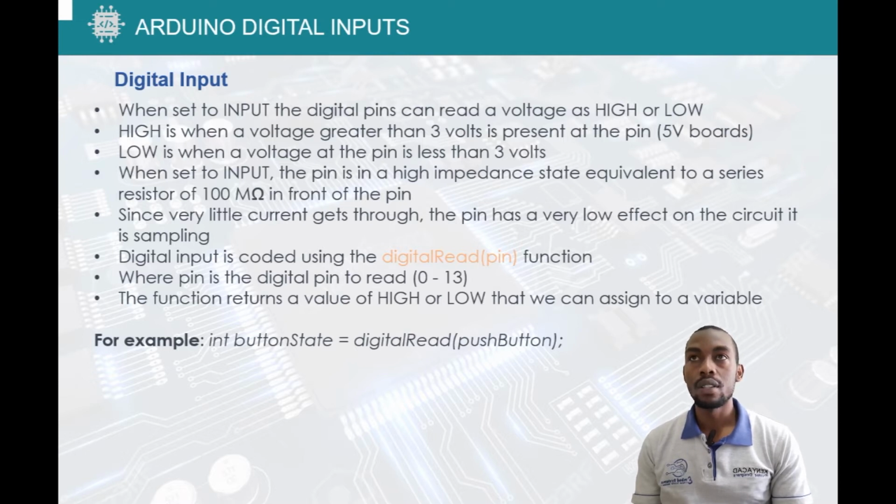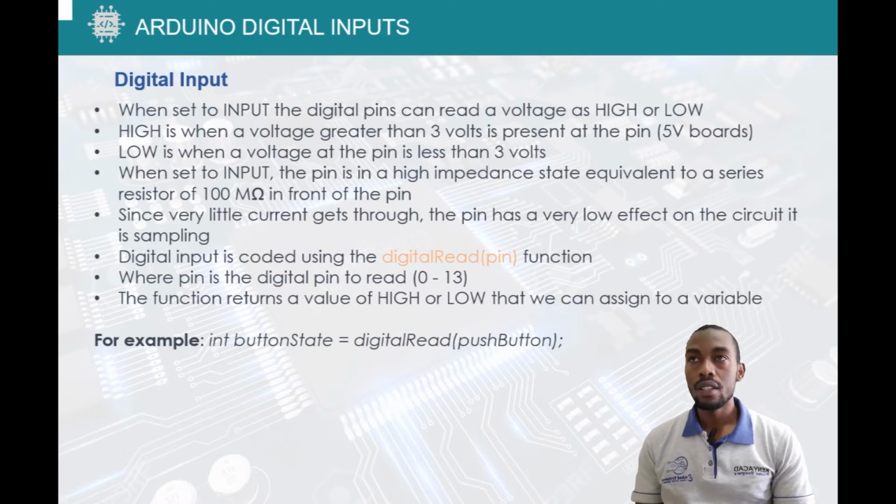When set to input, the pin of the Arduino is in a high impedance state, which is equivalent to a series resistor of 100 megaohms in front of the pin. What this does is that very little current goes through the pin, so the pin has very low effect on the circuit it's sampling, and we don't have interference from the Arduino to the circuit it is reading. That's why we have the high impedance state that is already configured in the microcontroller.